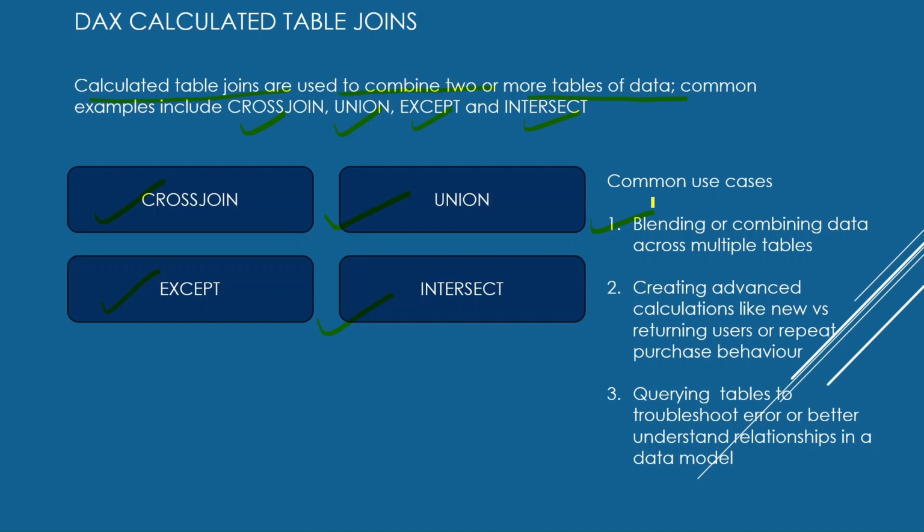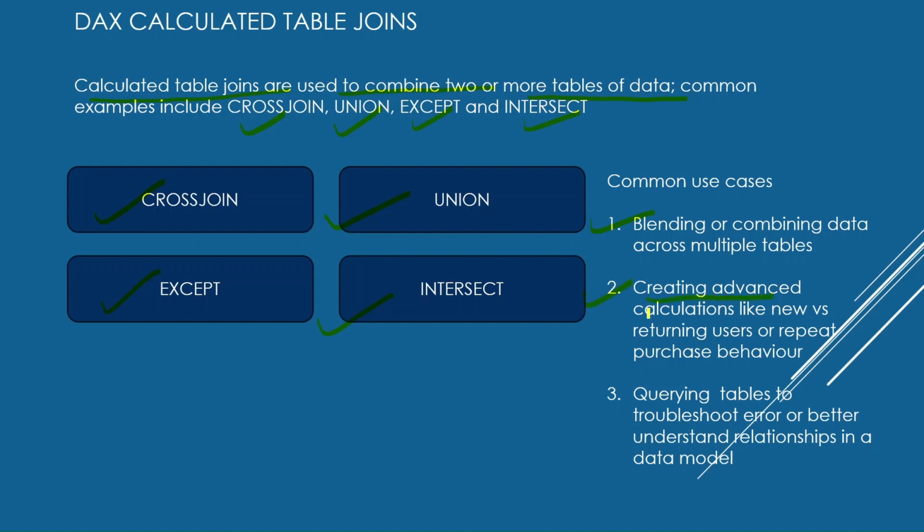The first use case is blending or combining data across multiple tables. So suppose there is a requirement that we want to do a certain kind of calculation, or we are going to write a measure to do a certain kind of calculation, and we want the data between multiple tables. Then how can we get the data from the multiple tables? With the help of a calculated table joins function, we are able to do it. Either we can use cross join, union, except, or intersect.